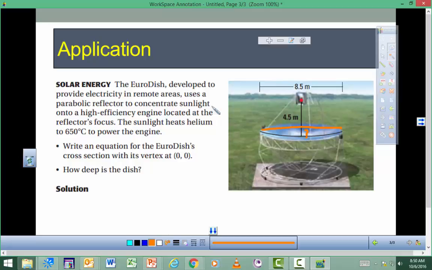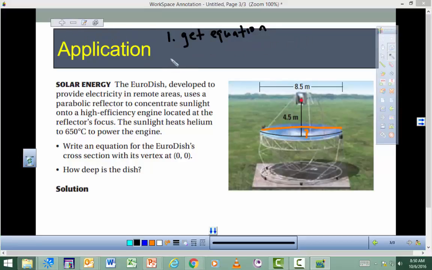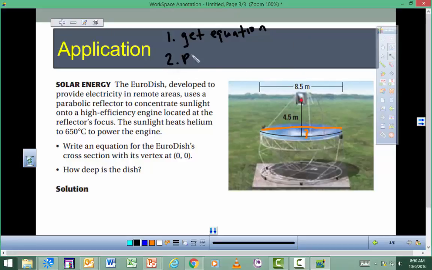The first thing you want to do is get the equation. You've got to get the equation. So I'm going to give you a little hint. Here's how these problems work. Number one, get the equation first. Okay, you got that? Second thing, you need to plug in a point.